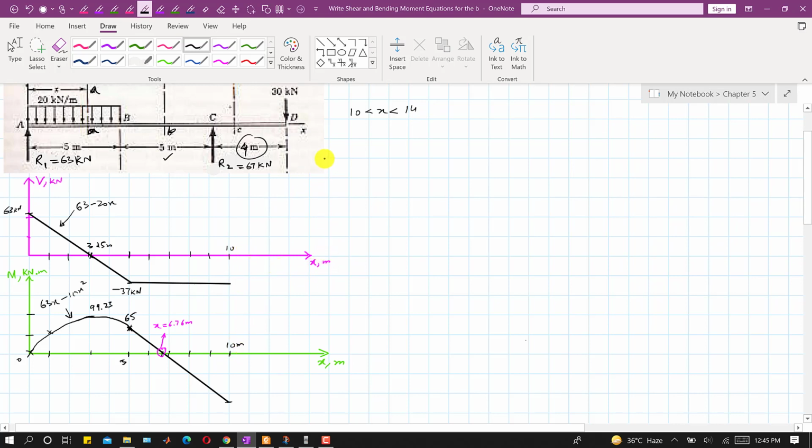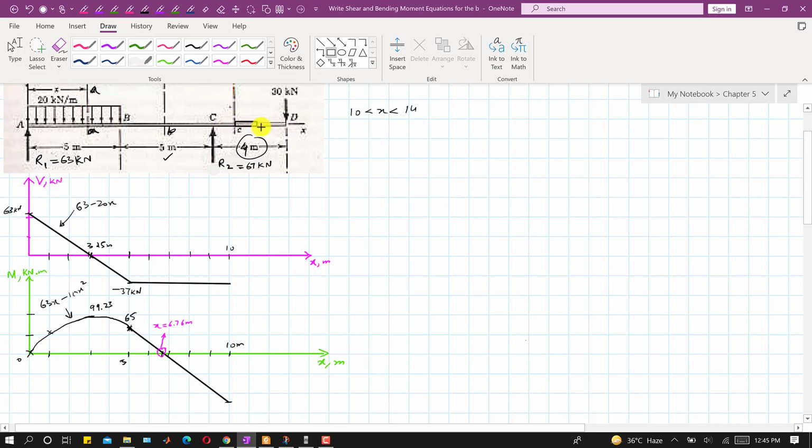So now we will consider the imaginary cutting section between this point C and D, and then we can consider the free body diagram either on the right hand side of this cutting section or on the left hand side of this cutting section. As we can see, on the right hand side of this imaginary cutting section we have fewer forces. Normally it is recommended that you consider that side of the cutting section where we have fewer forces.